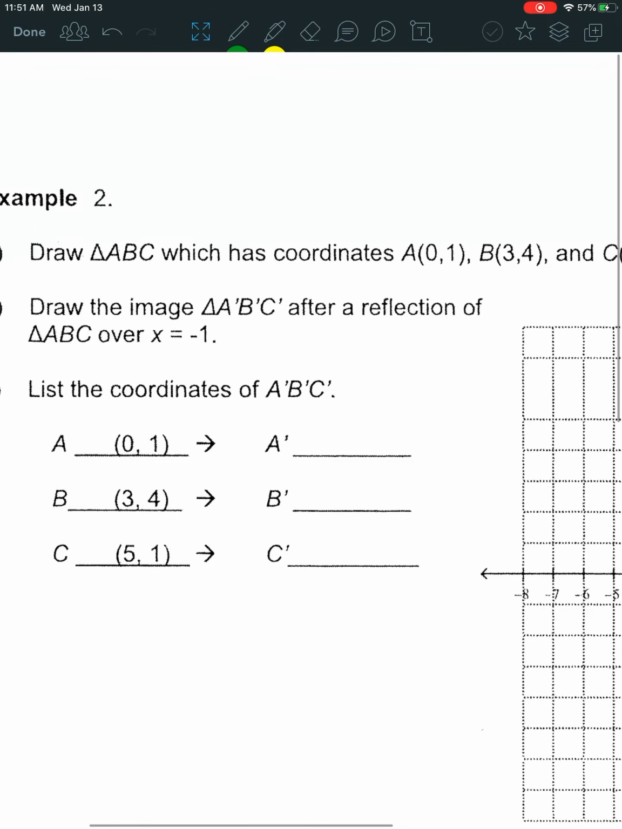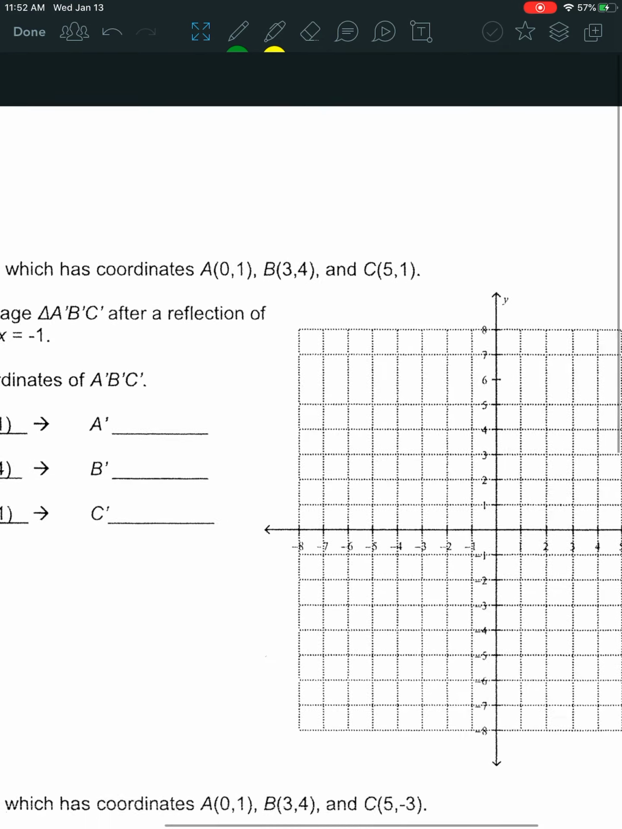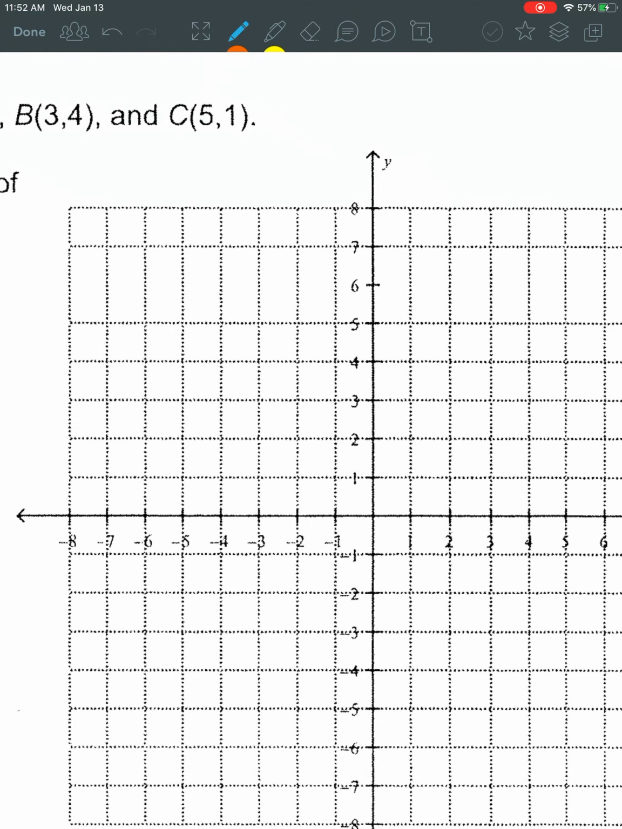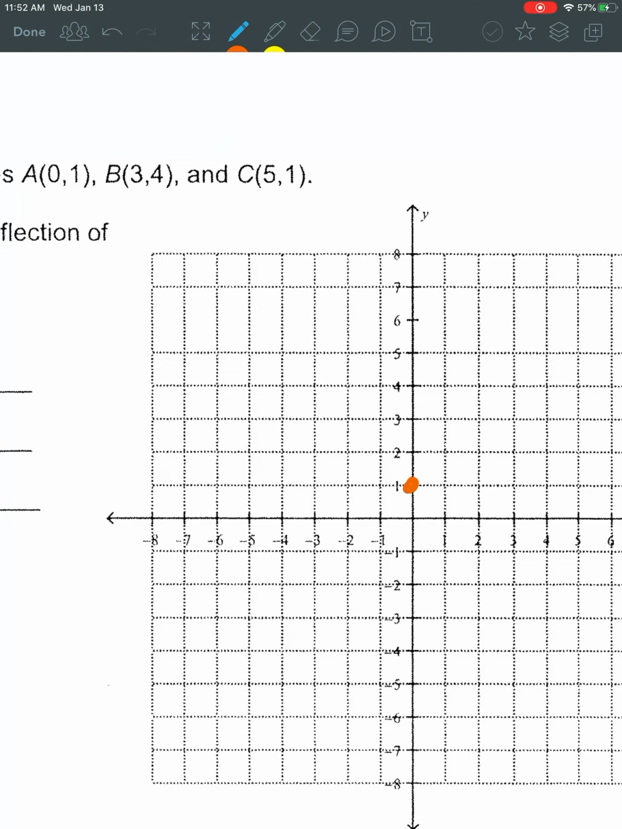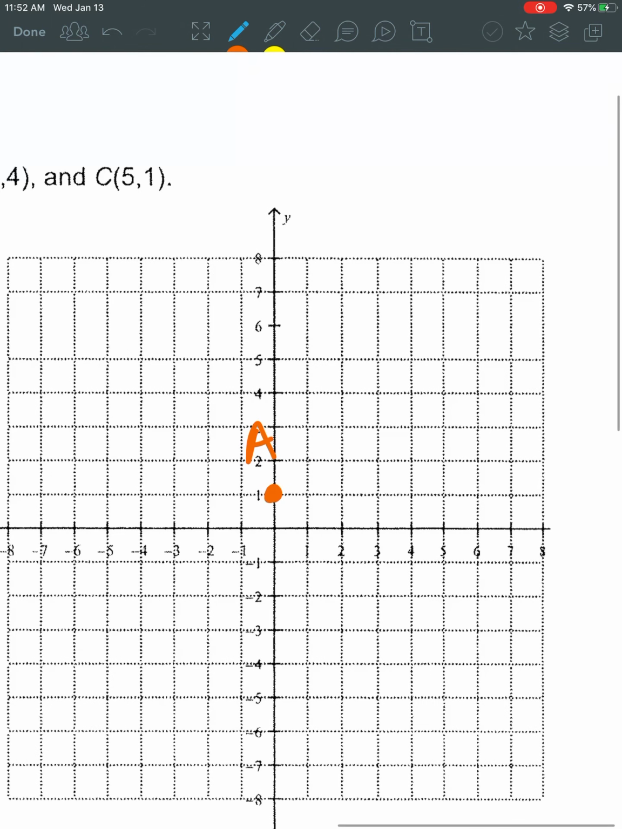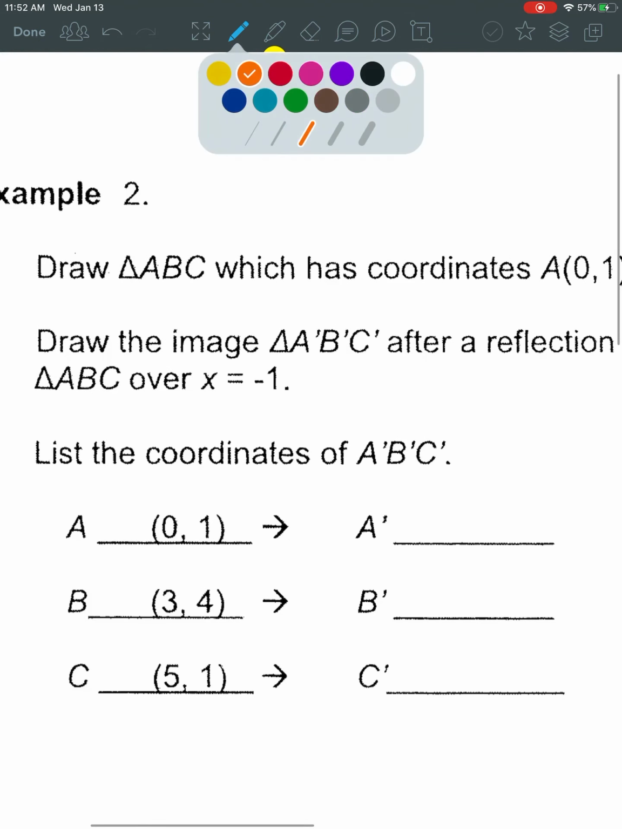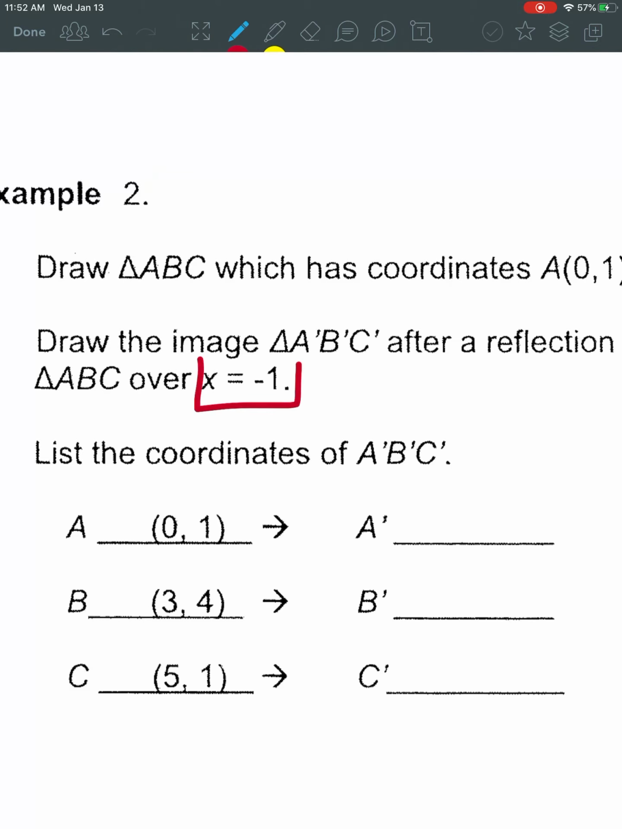Now, next page, there's 2 lines that we may use, an x equals and a y equals. So I first want you to plot these points. So A, B, and C. A is 0, 1. B is 3, 4. And C is 5, 1. So there's our triangle ABC. But this time you're going to reflect over x equals -1.